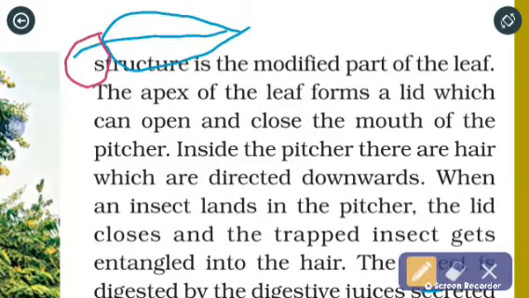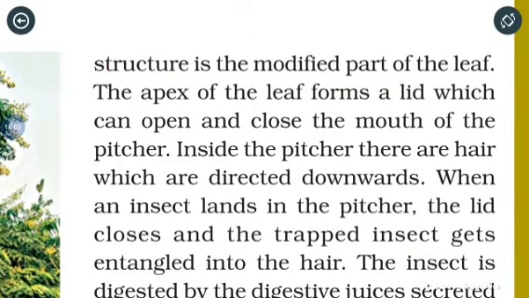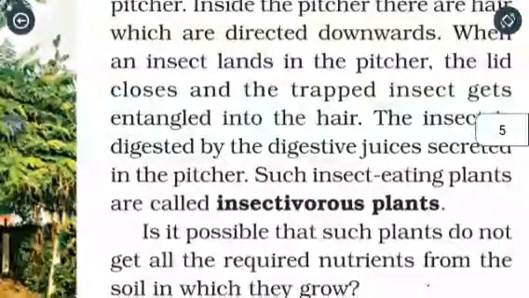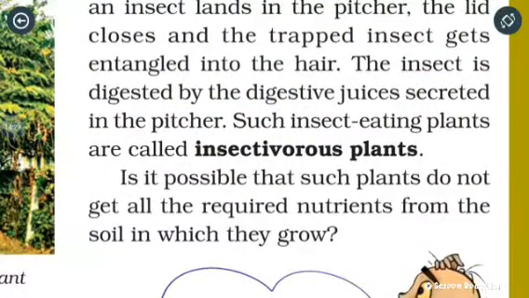So the apex is modified into a lid and the leaf is modified into a pitcher-like structure, which can open and close its mouth. Inside the pitcher there are hairs which are directed downward. When an insect lands in the pitcher, the lid closes and the trapped insect gets entangled in the hair. The insect is digested by the digestive juice secreted in the pitcher. Such insect-eating plants are called insectivorous plants.